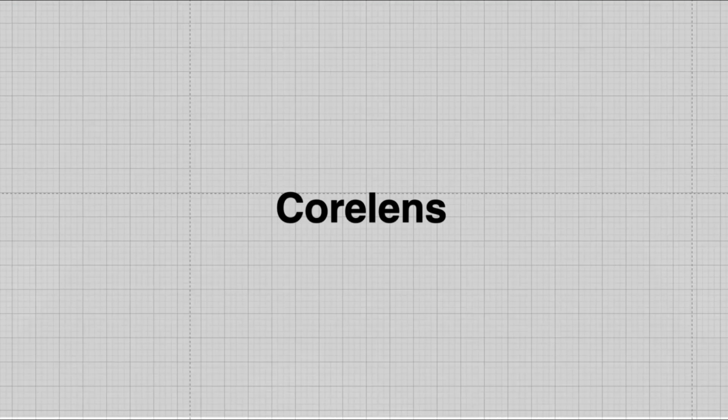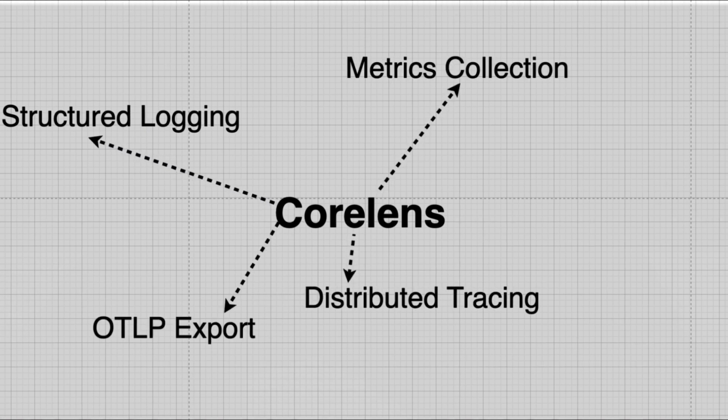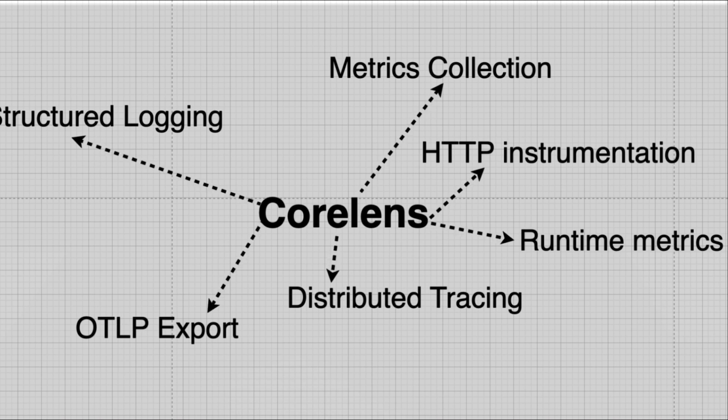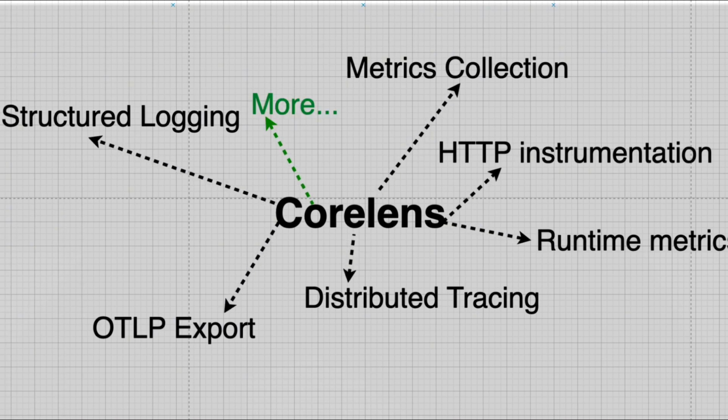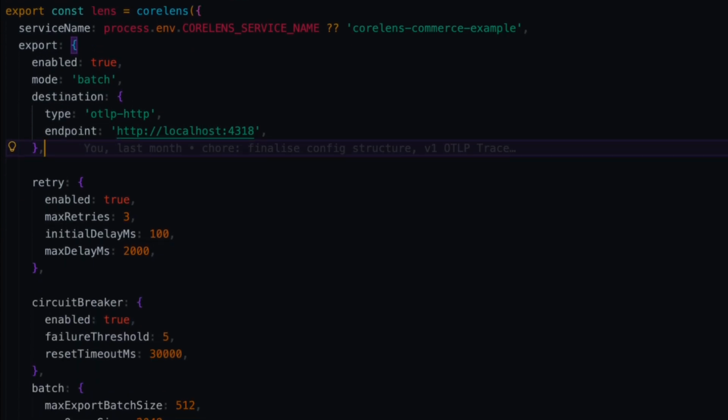So what is Corelens actually? It's an observability SDK for Node.js that includes structured logging, metrics collection, distributed tracing, OTLP export, HTTP instrumentation, runtime metrics collection, configurable sampling rates, batching, retry handling logic, circuit breakers, and graceful shutdown, all built from first principles. It currently supports Express, Fastify, Hono, and NestJS.